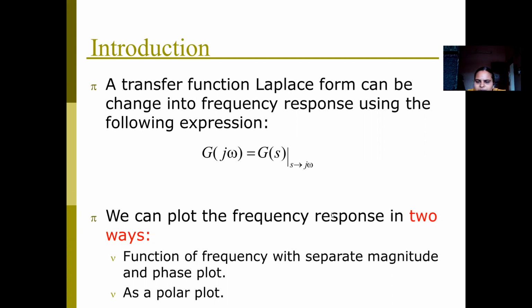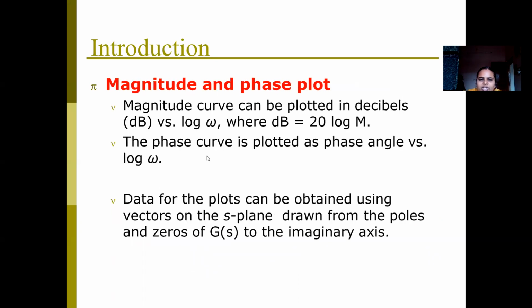The plot of frequency response is in two ways: the function of frequency with separate magnitude and phase plots, and also a polar plot. Next, the magnitude and phase plot is nothing but our Bode plot, where we represent the magnitude in terms of 20, that is dB, which represents decibels. In some of the examples in AC, you will write 3 dB cutoff, and minus some values, right? The same thing here. The dB represents 20 log M of the magnitude part, and a phase curve or phase angle versus log omega, we have to go with that.